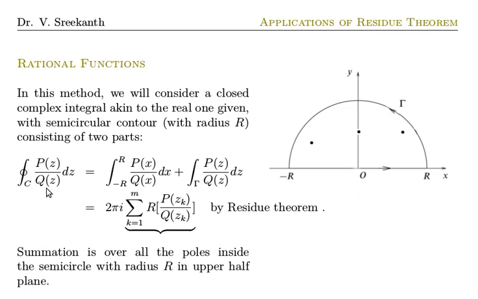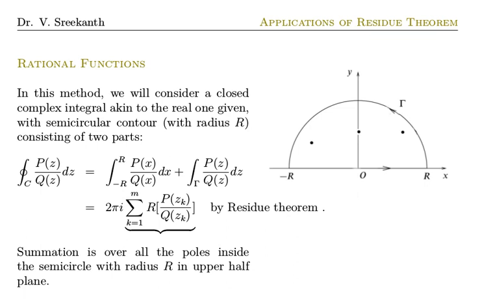Now this closed integral, by the residue theorem, is nothing but 2 pi i times the sum of the residues of this function, where the summation is over all the poles inside the semicircle of radius R in the upper half plane, right? You take R in such a way that it encloses all the poles within R. So the integral is equal to this. I hope it is clear.